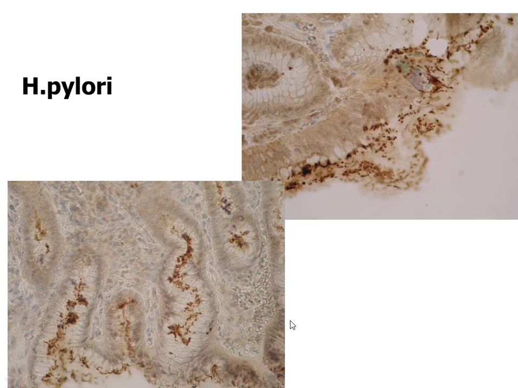And here you can see the gastric pits with a lot of brown dots and sticks. And these brown sticks are Helicobacter pylori.